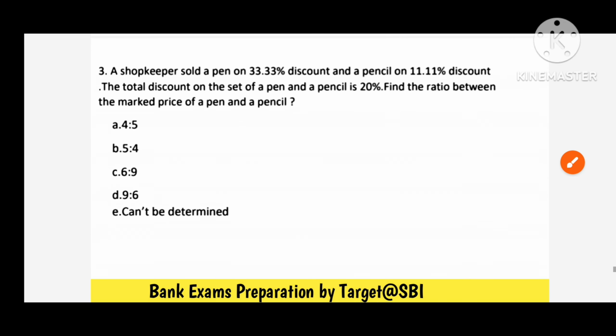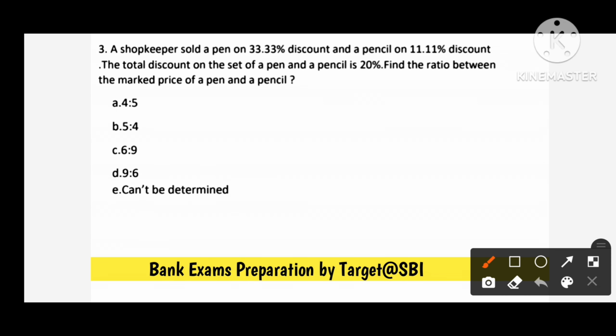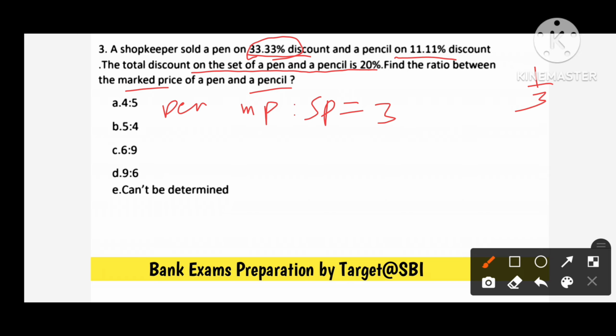Next, question number 3. A shopkeeper sold a pen at 33.33% discount and a pencil at 11.11% discount. The total discount on the set of pen and pencil is 20%. Find the ratio between the market price of a pen and a pencil. Initially the pen is given at a discount of 33.33%. From that we can find the market price to selling price ratio. 1/3 is given, which means initially it is 3 parts, now it becomes 2 parts. So this is the market price to selling price ratio we have.